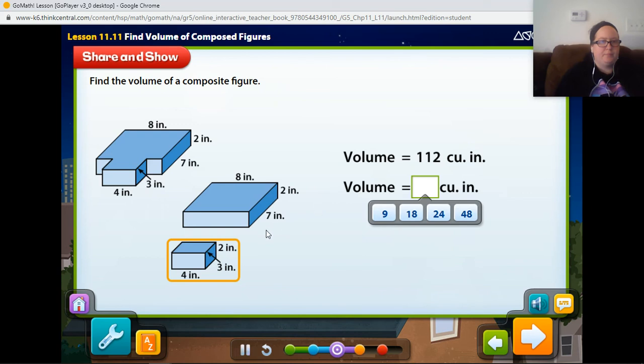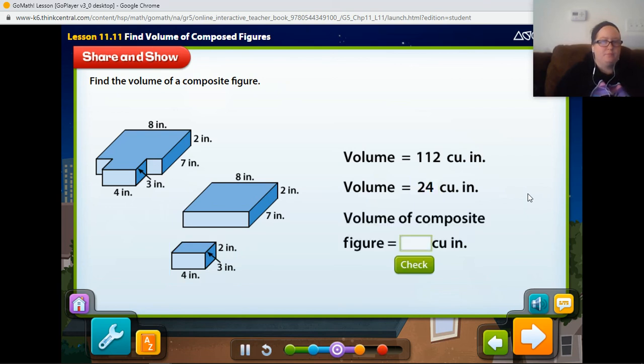What's the volume of the second rectangular prism? 4 times 3 is 12, times 2 is 24. That's correct. Its volume is 24 cubic inches. Now, enter the volume of the composite figure. So then you're going to add the 2 together. 112 plus 24 is 136 cubic inches. That's it. The volume of the composite figure is 136 cubic inches.